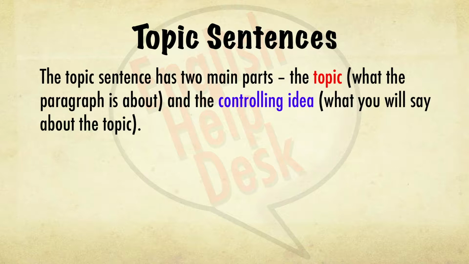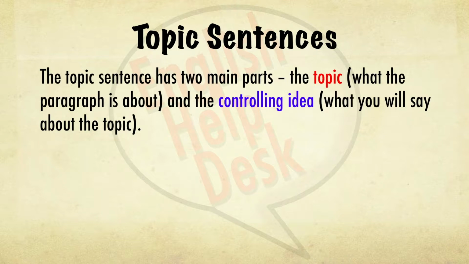In our bad example, the topic was exercise, but there was no controlling idea. Exercising every day is not a controlling idea. In our second example, exercise is very good for your body. Again, exercise is the topic. Being good for your body is the controlling idea. The rest of the sentences showed and gave examples of how exercise was good for your body.